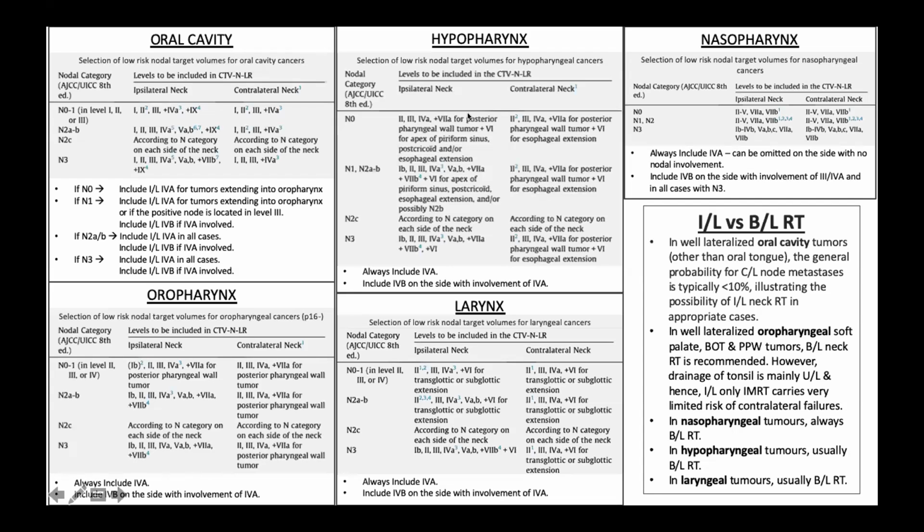In hypopharynx, again, you will always include 4A, and 4B should only be treated when you have involvement of level 4A on the same side. In larynx, again, always include 4A, and 4B only on the side with involvement of 4A. Nasopharynx, always include 4A, though it can be omitted on the side with no nodal involvement. And 4B should be included on the side with involvement of level 3 or 4A, and in all cases with N3 nodal disease.